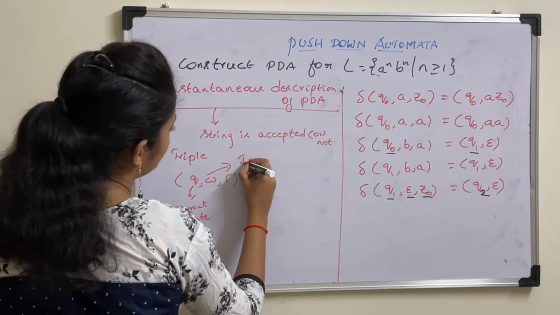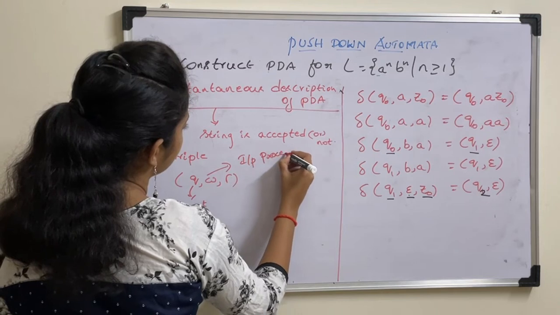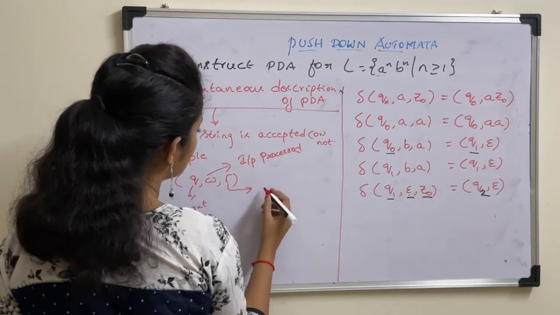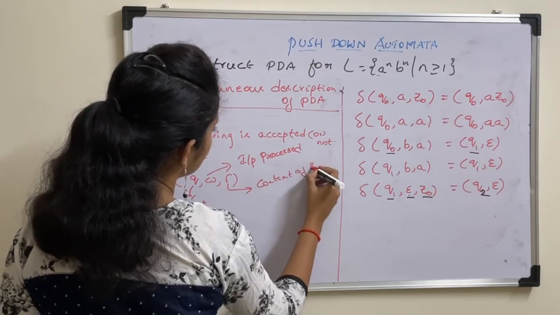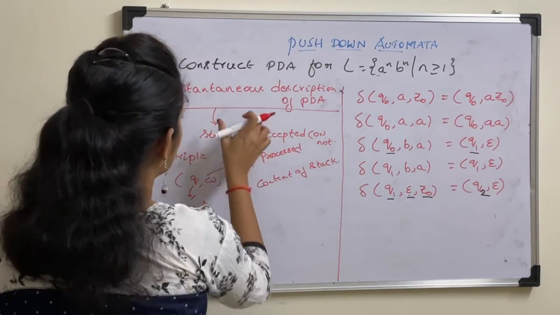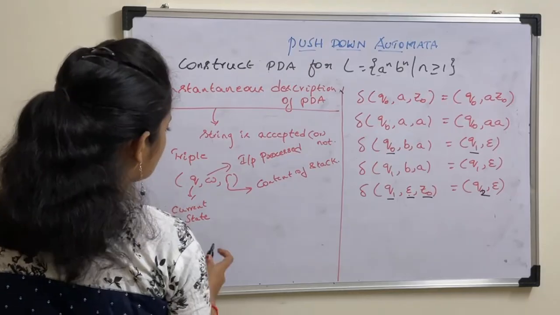W is the input string to be processed, and the last symbol gamma is used for the content of the stack. It represents the content of the stack. So this instantaneous description is represented with this symbol.